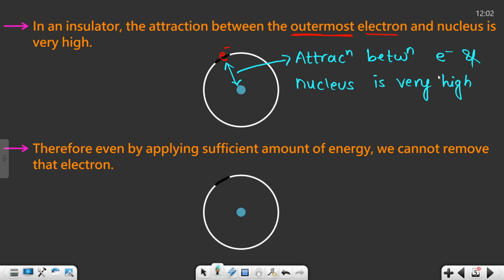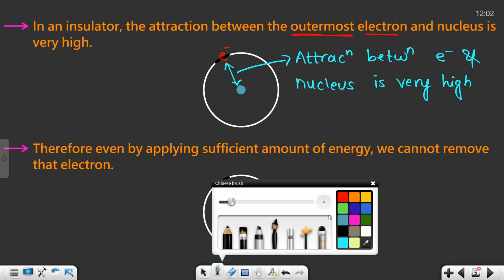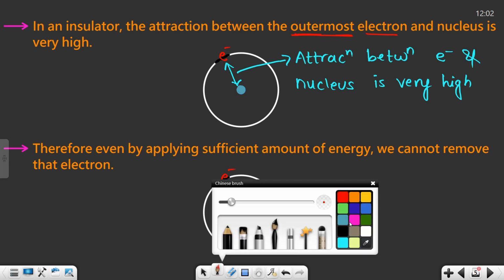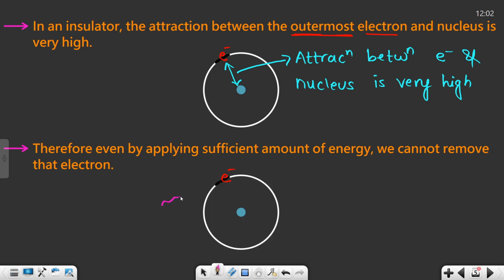Okay, and since it is very high, so I clearly mention, one second, let me just draw this electron. Therefore, even by applying a sufficient amount of energy, we cannot remove that electron. Even if I apply a high amount of energy, whether it is electricity or heat, when applying a lot of heat, these electrons are not set free.